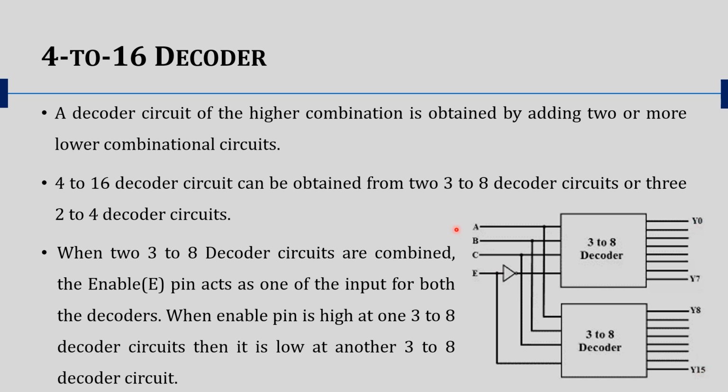We are having 4 input lines. What are they? A, B, C along with the enable pin E. So 4 input lines and 16 output lines. So using 2 3 to 8 decoders, we can implement a 4 to 16 decoder circuit. So using lower combinational circuits, we can implement higher combination decoder circuits.